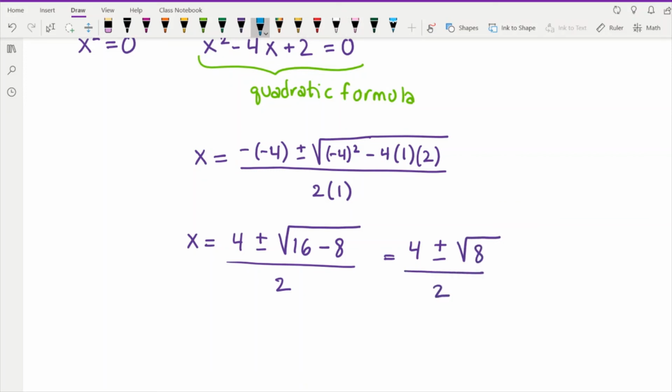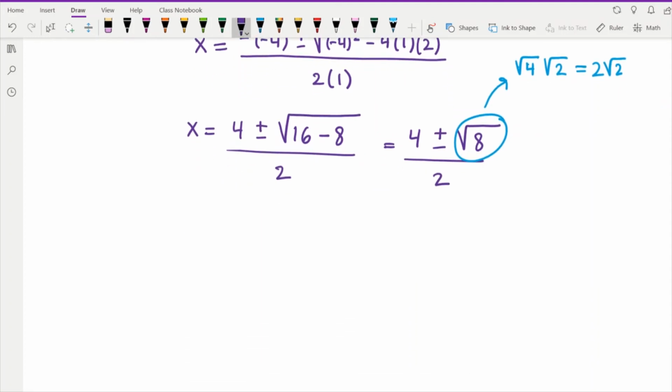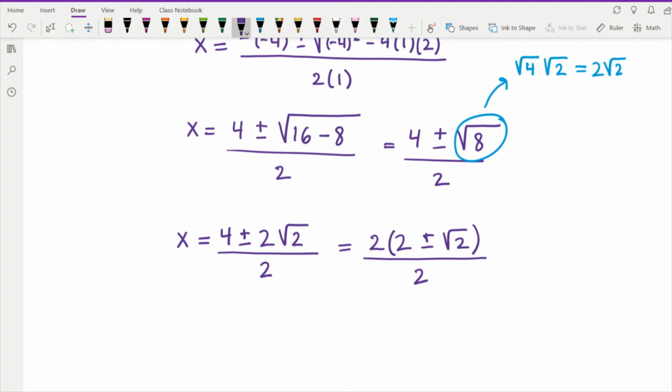And we've seen that the square root of 8 can be rewritten as the square root of 4 times the square root of 2, which can also be written as 2 times the square root of 2. And so we can rewrite this as x is equal to 4 plus or minus 2 times the square root of 2, all divided by 2. And now this can be simplified, right? We have a common factor of 2 in every part of the numerator, so we can factor out a 2 from both terms in the numerator. And now this 2 can be canceled out because we're multiplying and dividing by 2.